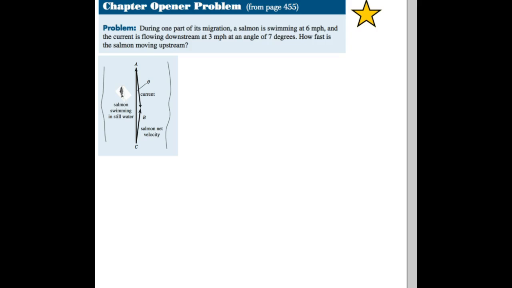But if you look at our picture, we have the salmon swimming up here. The current is pushing it backwards and at a little bit of an angle. So the result is going to be vector CB. It's going to be slowed down and it's going to be a little bit off of vertical. Does that make sense? Okay. So to find our vector CB, we have to add CA with AB.